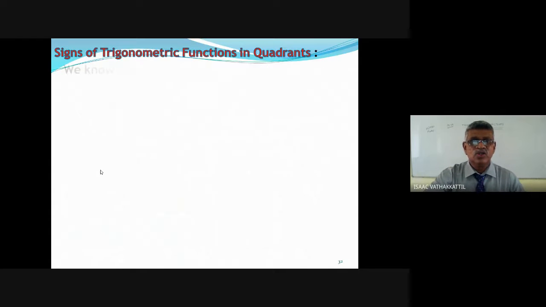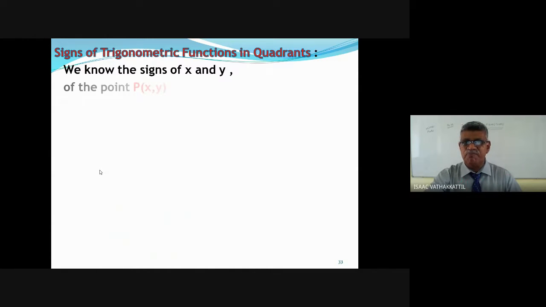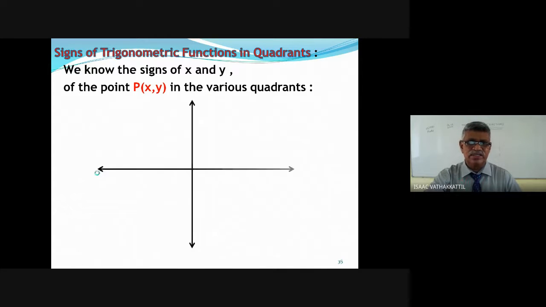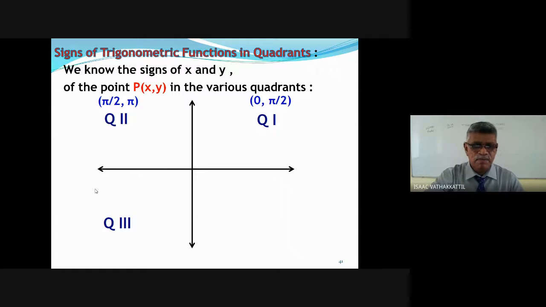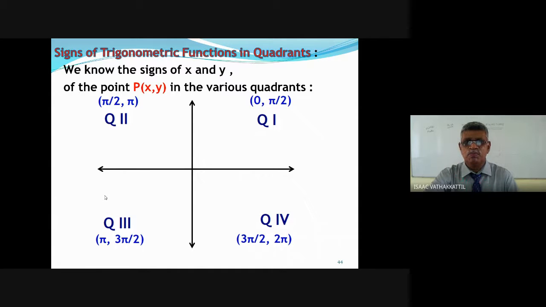So we know the signs of the x coordinate and y coordinate of P(x, y), a point in the plane, depending on the quadrant. So we have the x-axis and y-axis. Quadrant 1, first quadrant. Now we go in the anti-clockwise direction. First quadrant means 0 to pi by 2. Quadrant 2 will be pi by 2 to pi. And we keep going in the anti-clockwise direction from quadrant 1. Then quadrant 3, pi to 3 pi by 2, and quadrant 4, that is 3 pi by 2 to 2 pi.